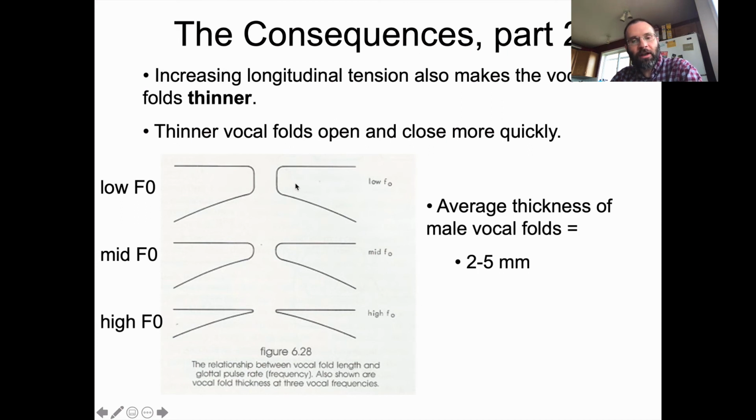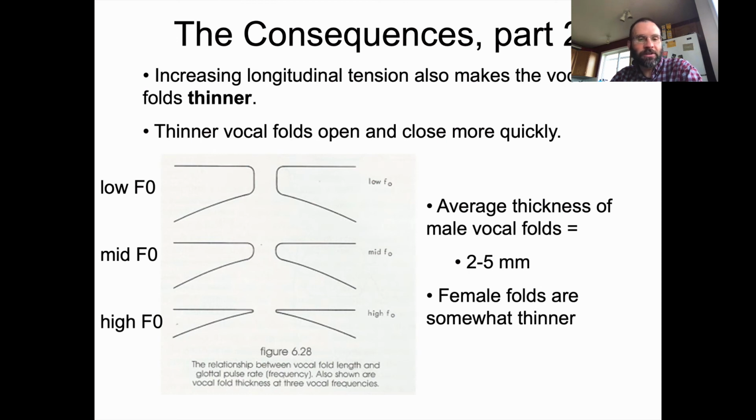I'll just point out some basic stats. The average thickness of male vocal folds is about 2 to 5 millimeters. So that's like 1/10 to 2/10 of an inch. And then female folds are going to be somewhat thinner than that by default. So that also helps explain why female F0 tends to be a bit higher than male F0.